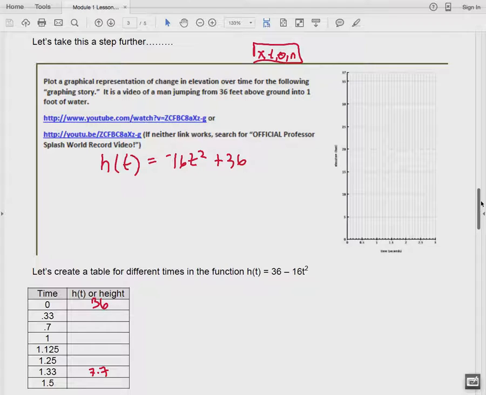Spencer, he did it perfectly. Okay. Now I'm going to do 1, which is going to be 20. Okay, now who wants to go next here?